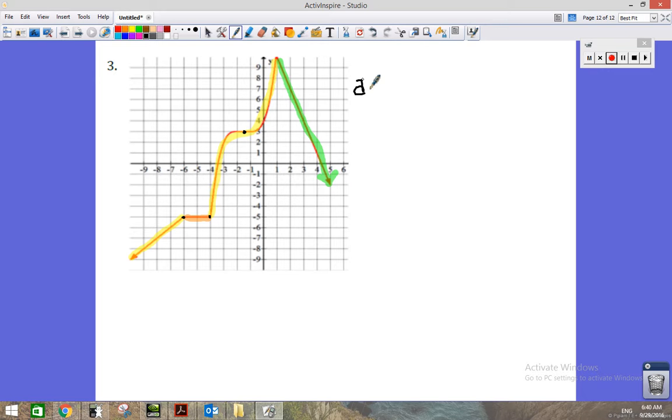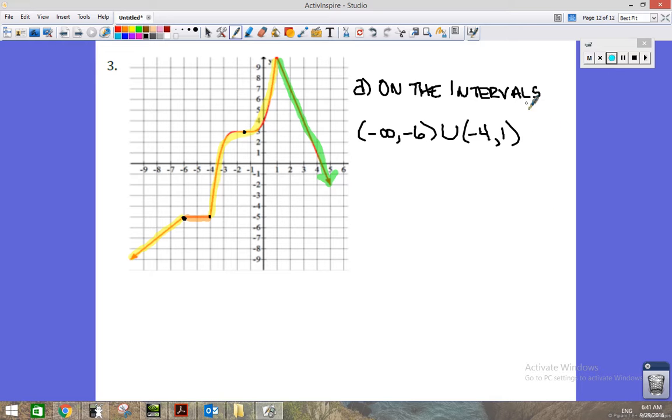Alright, so in A, we want to describe what we've highlighted in yellow, where the function is increasing. So on the intervals from negative infinity to the x-coordinate at that point, which is negative 6, from negative infinity to negative 6, or that's a union, this x-coordinate, negative 4, to this x-coordinate of positive 1, the function is increasing.